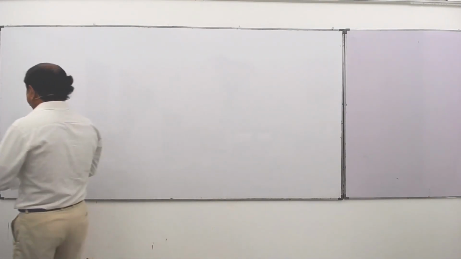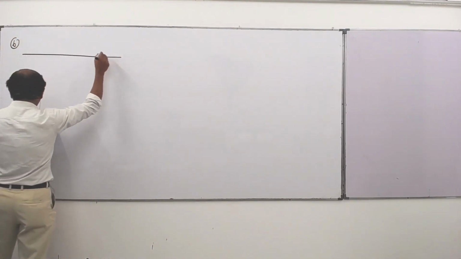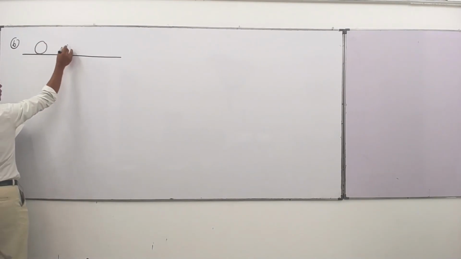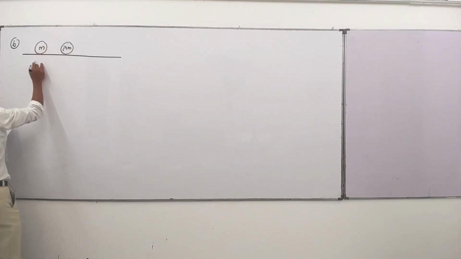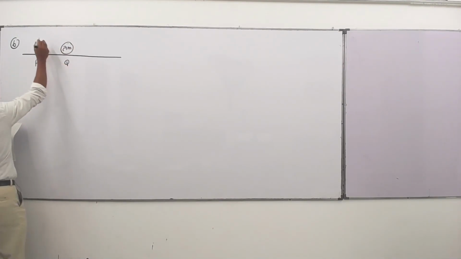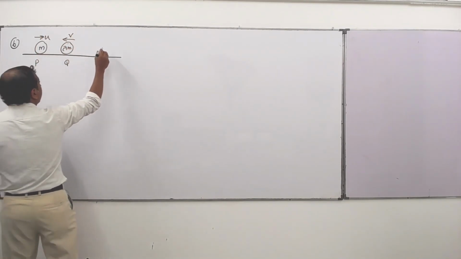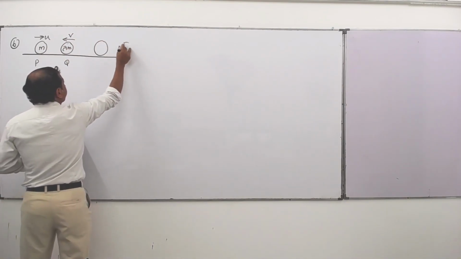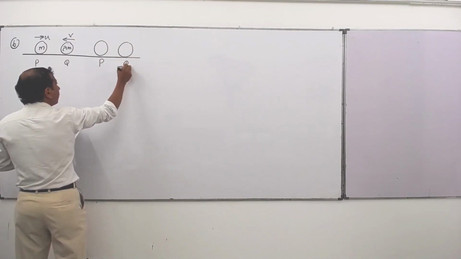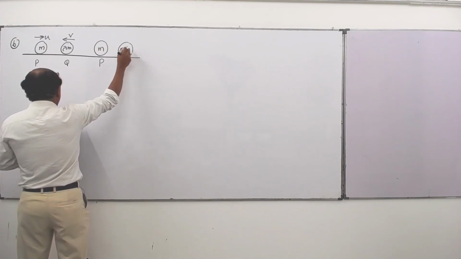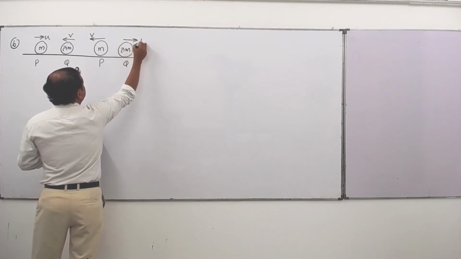Number 6. Horizontal plane. This is lambda M, this is M. P, Q. This way U, this way V. After impact, P, Q, M, lambda M, V, and here this is U.